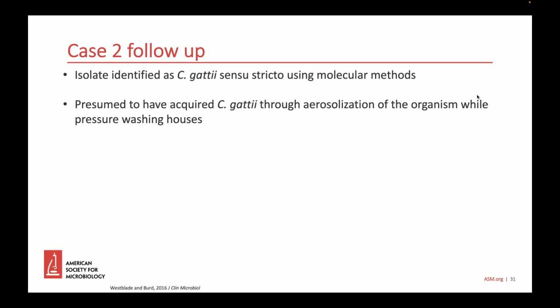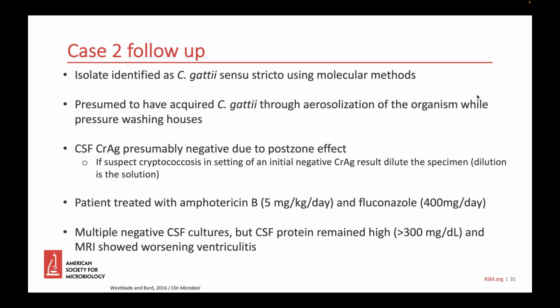So what about case 2 follow-up? Our isolate was ultimately identified using molecular methods at the CDC as Cryptococcus gattii sensu stricto. The patient was presumed to have acquired it through aerosolization of the organism whilst pressure washing houses. The cryptococcal antigen was presumably negative due to the post-zone effect, and we're going to talk about that in a second. So my plea to you all is that if you, as providers or laboratorians, suspect cryptococcosis in the setting of an initial negative cryptococcal antigen result, dilute the specimen. Dilution is the solution, as I always tell myself.